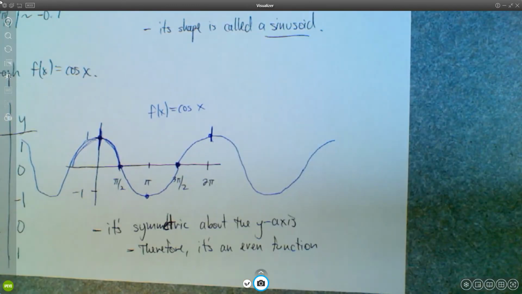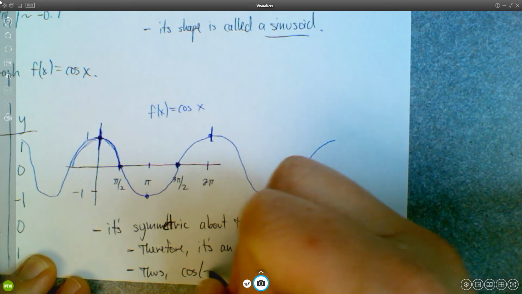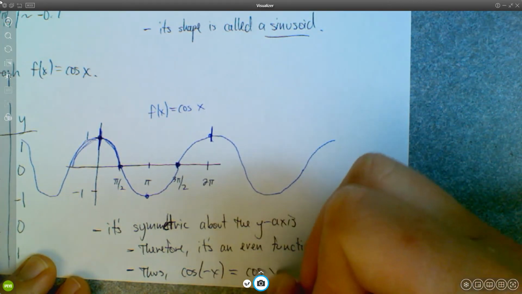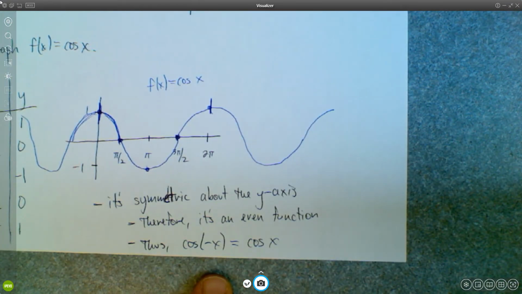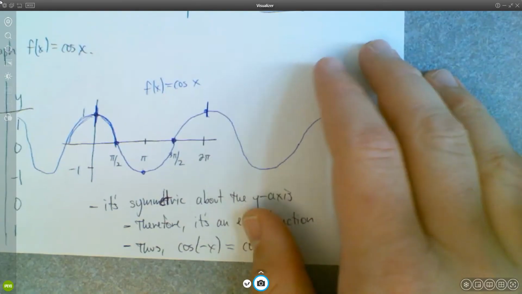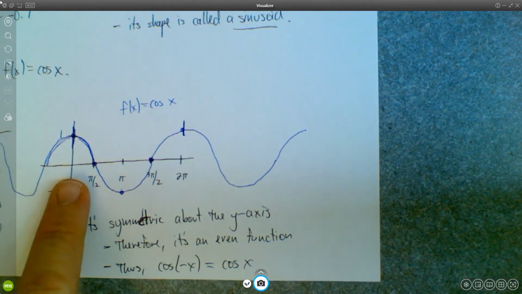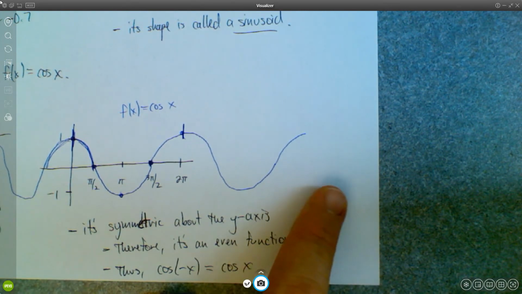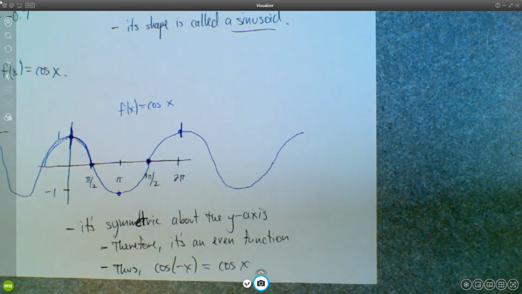And the fact that it's an even function tells us that cosine of -x equals cosine x. Okay, so unlike the sine function where sine of -x equals negative sine of x, cosine of -x just equals positive cosine x, because cosine is even. So these are the even-odd identities. But anyway, just like the sine function, this has domain negative infinity to positive infinity. It has range -1 to 1, and it's also called a sinusoidal wave, so its shape is called sinusoidal.